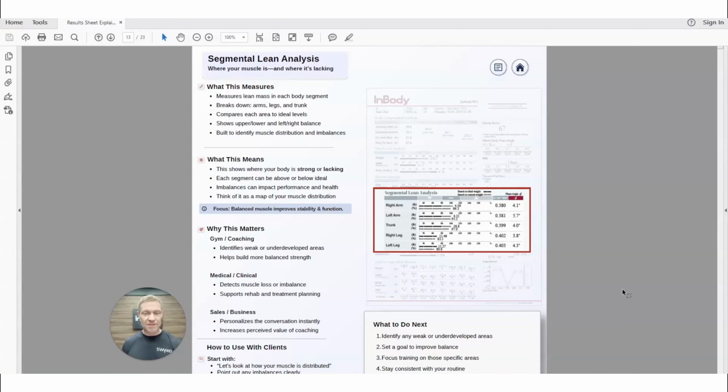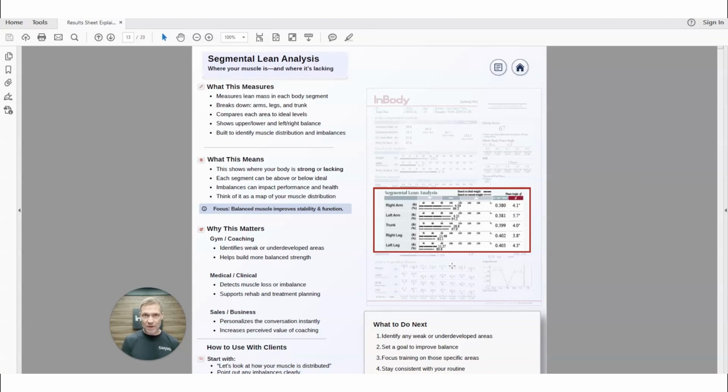Segmental lean analysis is a great tool no matter what type of business you're in. For example, if you're in the gym space, it gives you a great way to point out if people maybe need to do more unilateral training. If they have maybe an arm or a leg that has less lean mass than another one, maybe we want to focus on that area in particular so we can build up the strength.